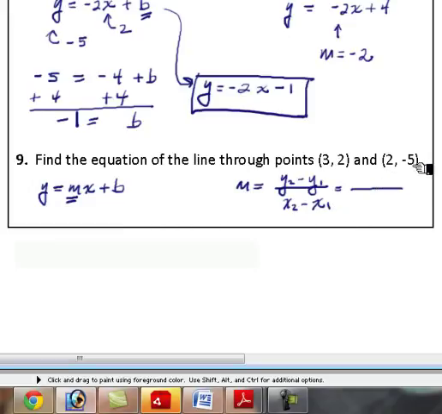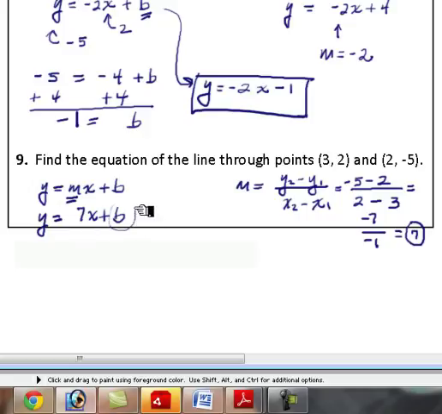So we're going to subtract the y's. Okay, that's minus 5 subtract 2. And subtract the x's, 2 subtract 3. All right, so here we have minus 7 divided by minus 1, which is 7. So 7 is our slope. All right, so continuing here, we have y equals 7x plus b.